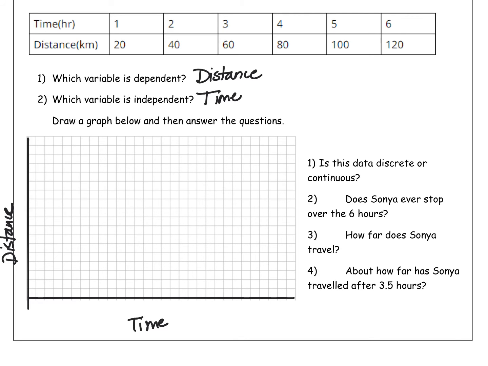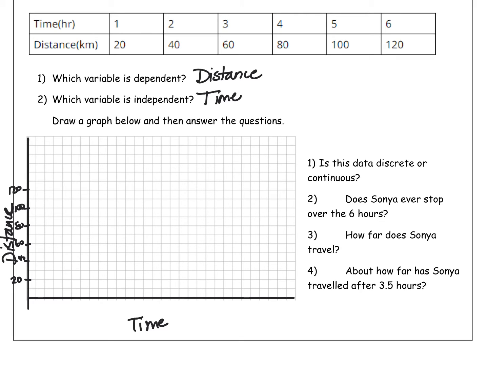So we need to be able to go up to 120. I think if we go up by tens on the y-axis, that will get us there. I always find it super cluttered though if we label every single point. So I'm going to label 20, 40, 60, 80, 100, and 120.